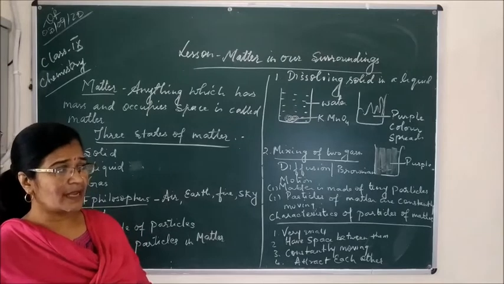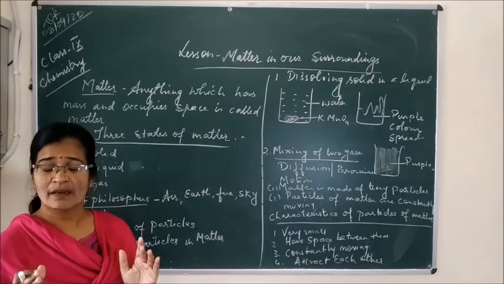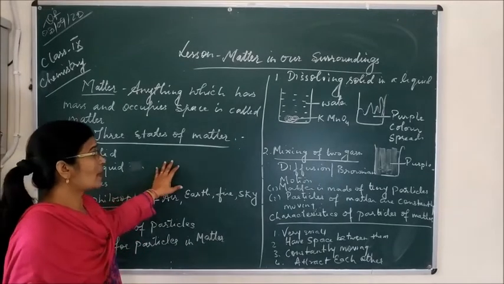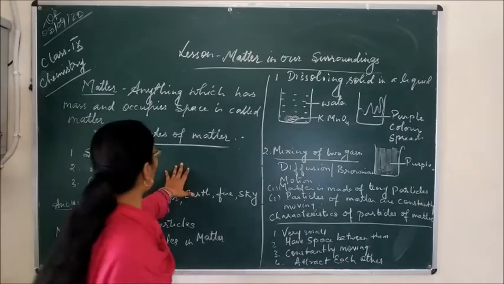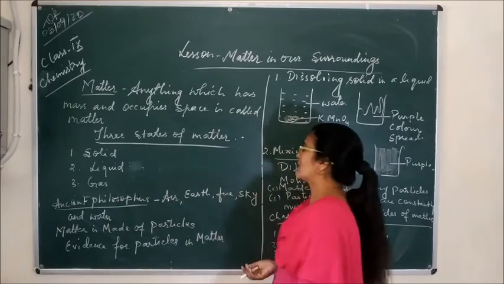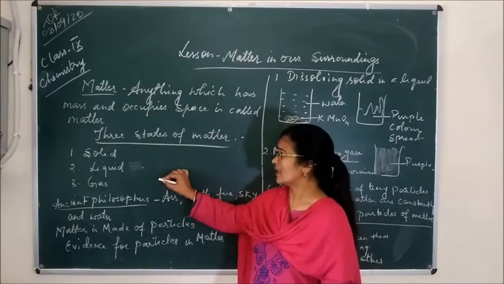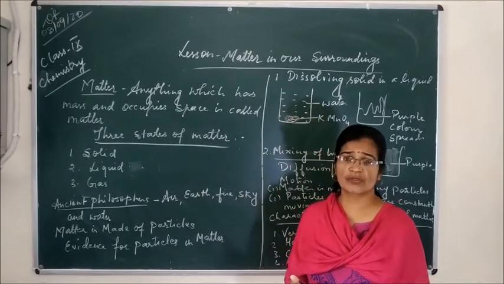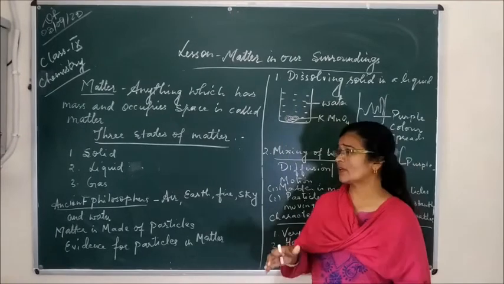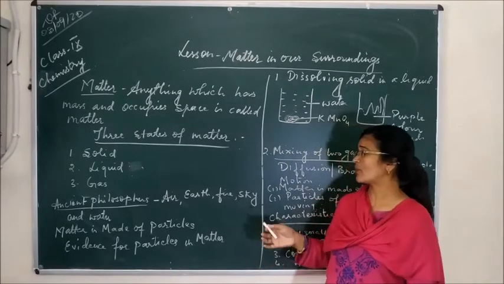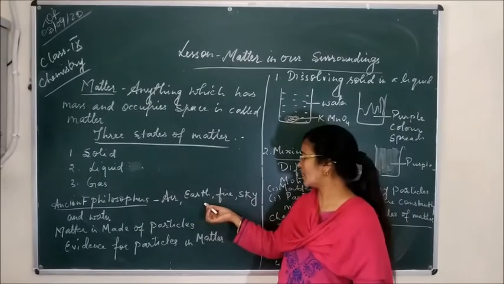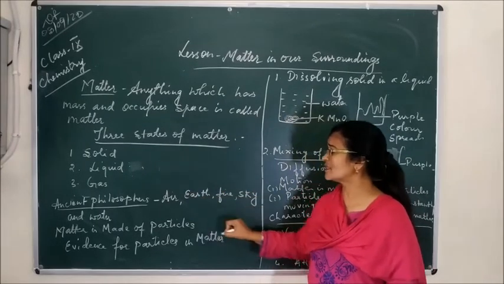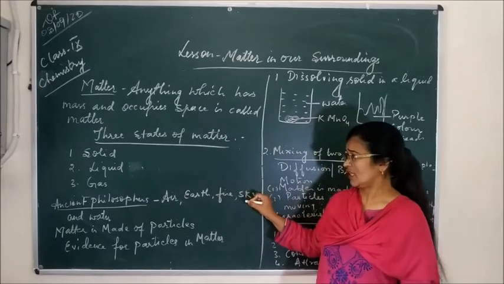And whether it is a gas, solid or liquid, every matter is made up of very small particles which are called atoms. And there are three states of matter: solid, liquid and gas. In ancient times, the ancient philosophers used to say that the whole living or non-living world is made up of 5 elements, and these are air, earth, fire, sky and water. The whole earth is made up of these 5 elements, which is called Panch Tattva.